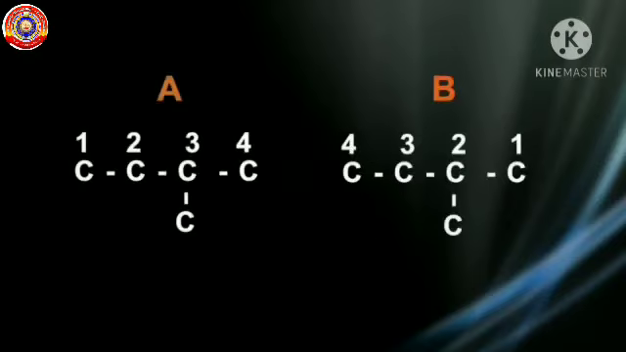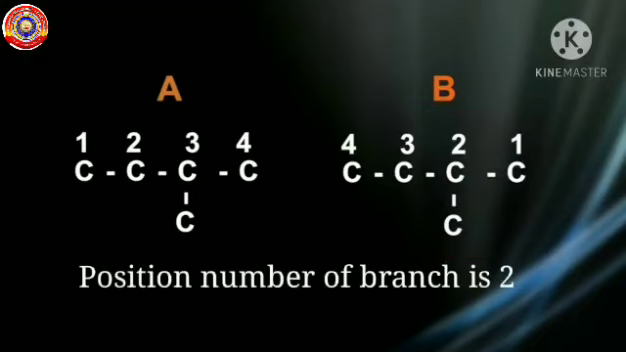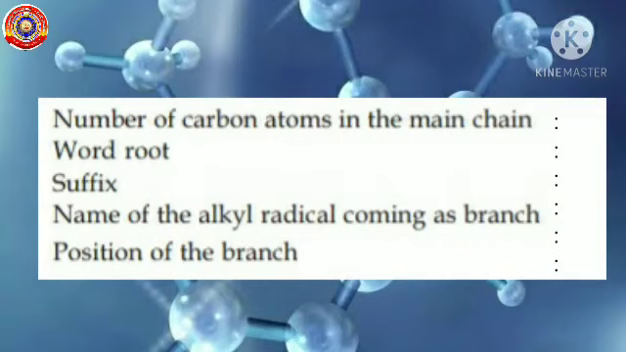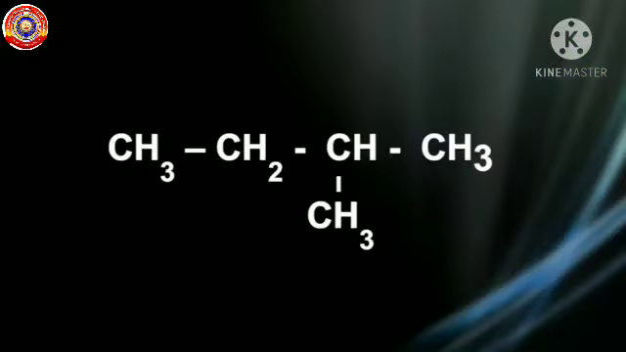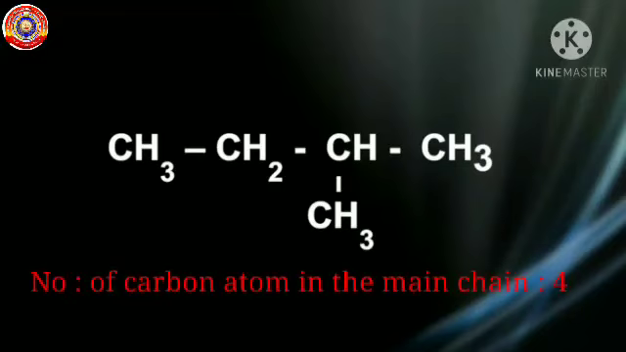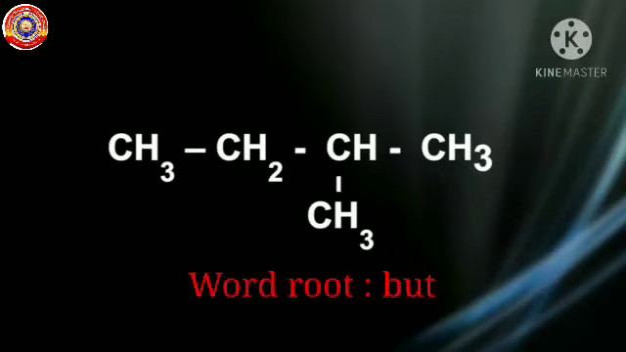See the 2 ways in which the carbon chain is numbered. In which structure does the carbon atom carrying the branch get the lowest position number? You can see that in structure B, the carbon atom carrying the branch gets the lowest number, 2, right? That is, the position number of the branch is 2. Let us complete the following related to this hydrocarbon. What is the number of carbon atoms present in the main chain? Yes, it is 4. Therefore, the word root is but, right?